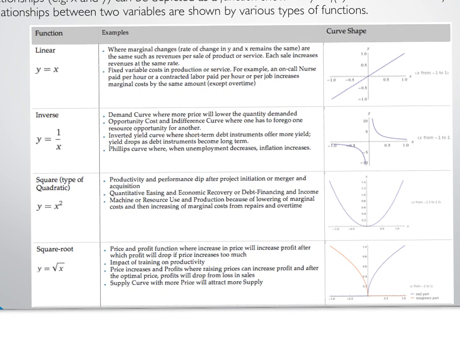Impact of training on productivity. Some training is good, too much training is actually going to negatively impact it or might not impact productivity at all. Price increases and profits, where raising prices can increase profit, and after the optimal price, profits will drop from loss in sales. Supply curve, where more price will attract more supply, but after that, because of productivity constraints, it'll level off.